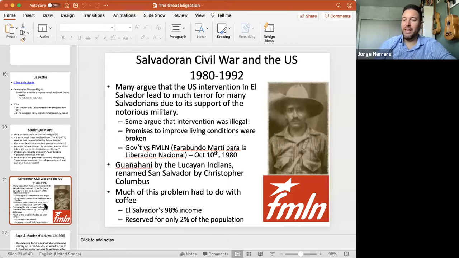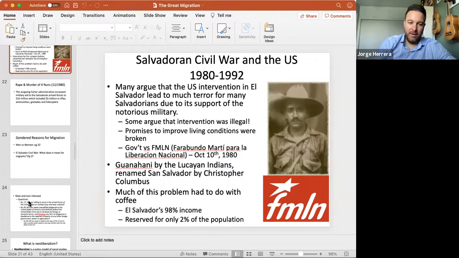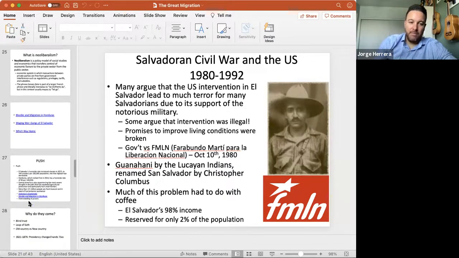Much of this problem had to do with exports and money and all that stuff. El Salvador's 98% of its income was due to the coffee trade, and all that money was reserved for only 2% of the population.